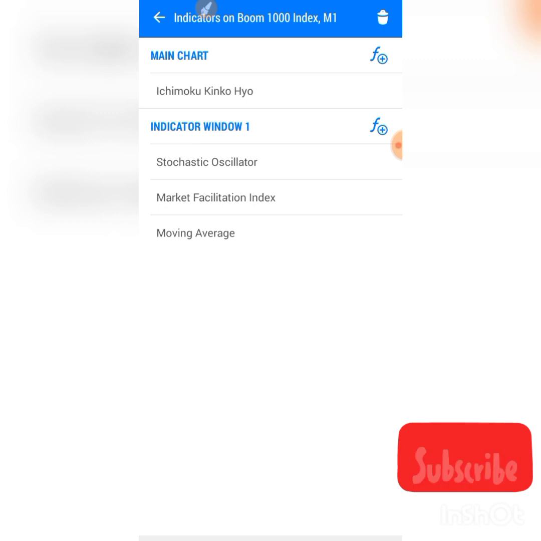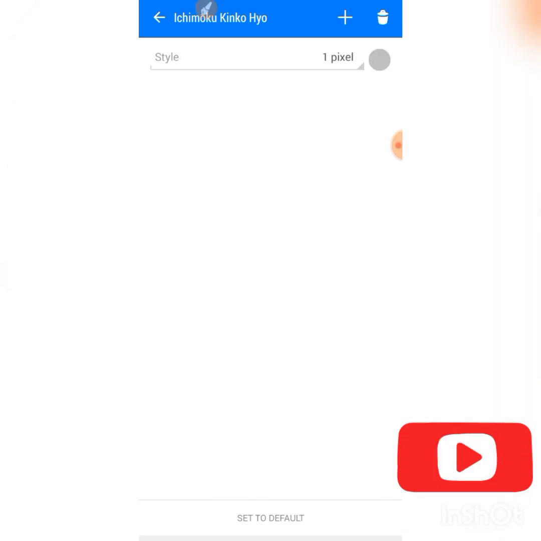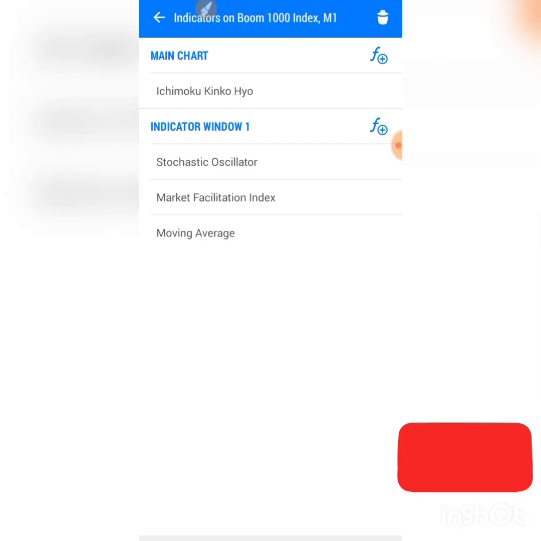In the main chart, I have Ichimoku. So you can add the Ichimoku first. You can pause the video and write these figures down. The Tenkan-sen is 9. Kijun-sen is 9. Senkou Span B is 52. Then you take the fill, then the styles. Just pause the video and write them. The levels, you leave like that. Then you click on done, then it will be added to the main chart.